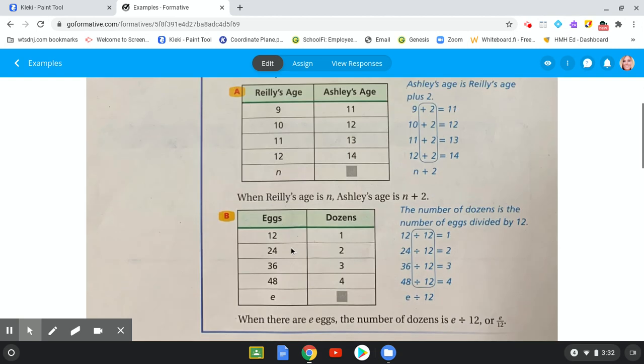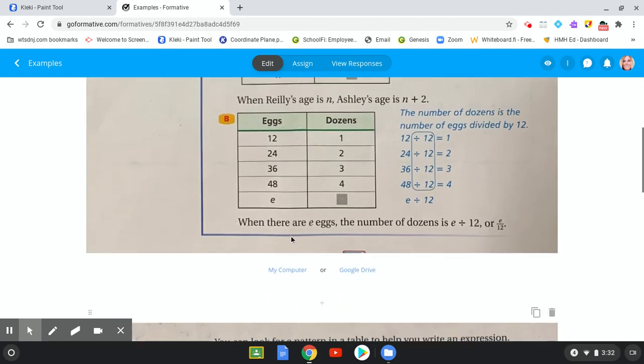So let's look at the second example. Here it says we have eggs and by the dozen. So here we're going from a larger number to a smaller number. So whenever we go from a larger to a smaller, we're either subtracting or dividing. I always start with subtracting first. Well, 12 minus what would get me to the answer of 1 here? Well, 12 minus 11 would give me 1.